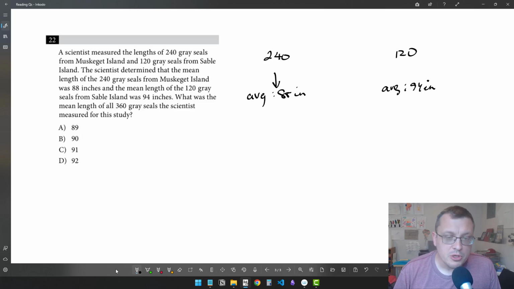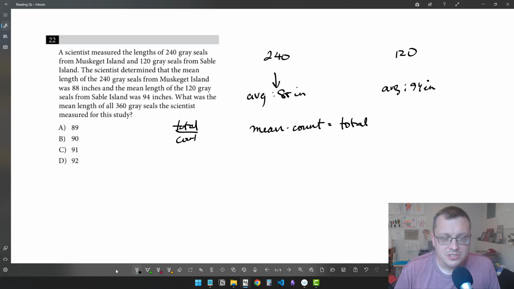The formula we want to use on these problems where we're combining different groups to recalculate an average looks something like this: the mean times the count equals the total. This is just a rearrangement of taking the total, the sum, and dividing by the count to get the mean. But it puts the attention on the total, because we can use the total number of inches in each of these groups to combine into a larger group, and then from there recalculate the average.